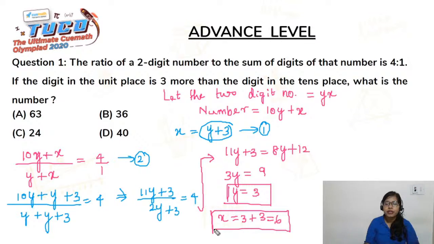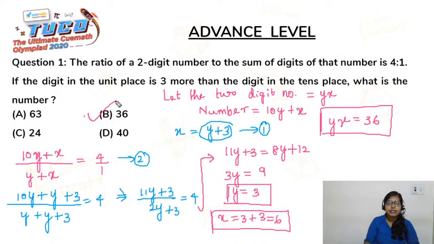And hence the number is yx. So yx is equal to, the value of y was 3 and the value of x is 6. So hence the value of the number is 36.